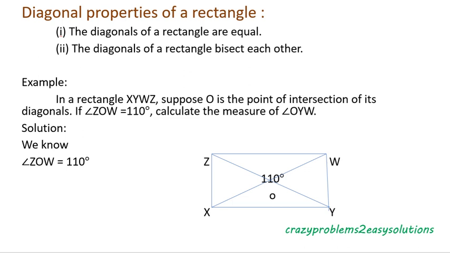Here is an example problem. In a rectangle XYWZ, suppose O is the point of intersection of its diagonals. In this diagram, O is the common point where the two diagonals intersect. If the angle ZOW is 110 degrees, calculate the measure of angle OYW. We know that in the given figure, angle ZOW equals 110.